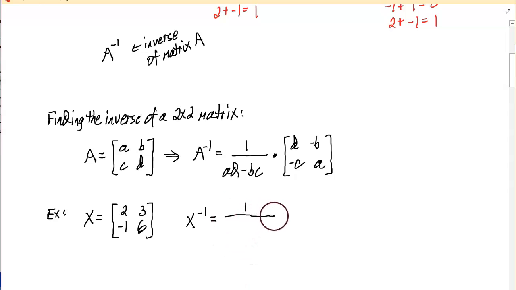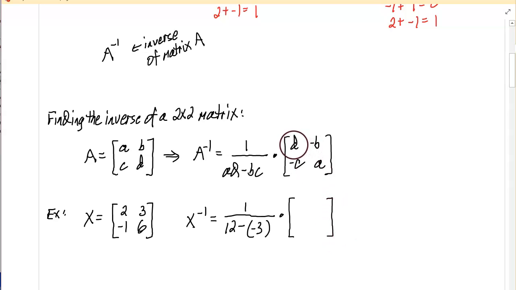We're going to use our math formula: 1 divided by A times D. A is the upper left number, D is the bottom right number. That means 2 times 6, that's 12, minus, and then the formula says B times C. That's the upper right number multiplied by the lower left number, that diagonal. 3 times negative 1 makes negative 3. Then multiply by a 2 by 2 matrix.